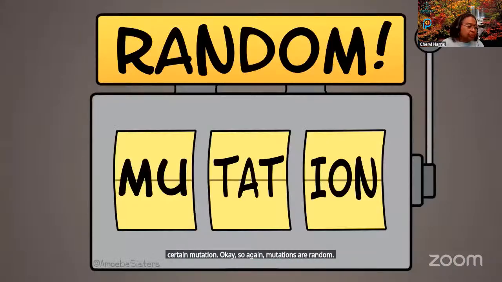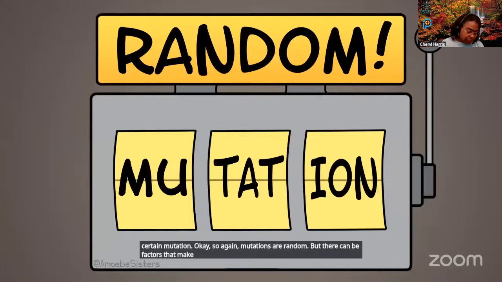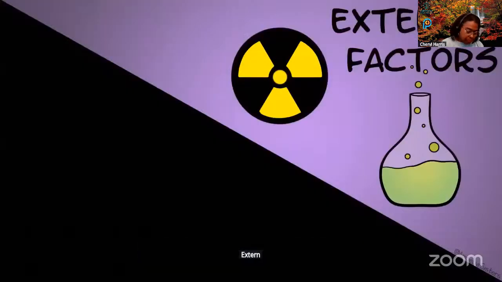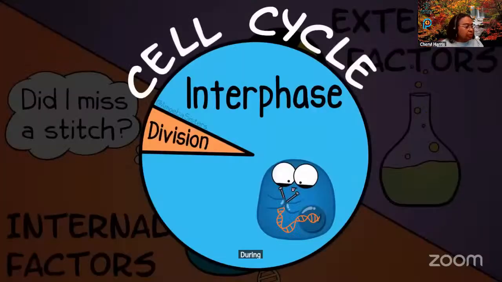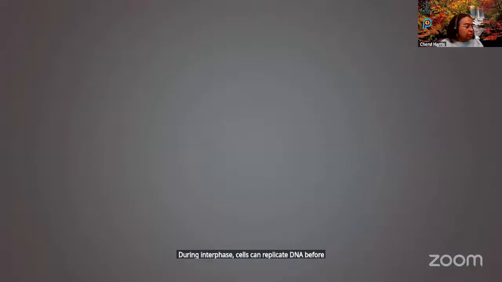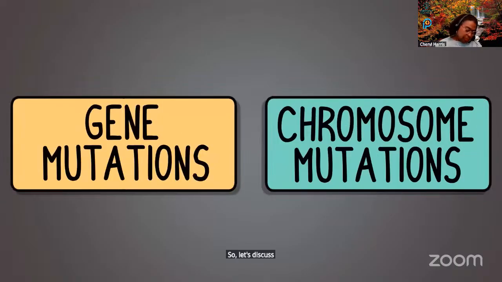But there can be factors that make mutations more likely to occur. External factors like certain types of chemicals or excessive radiation, or internal factors like an event that causes a problem during DNA replication in interphase. During interphase, cells can replicate DNA before they divide. So let's discuss some different types of mutations.